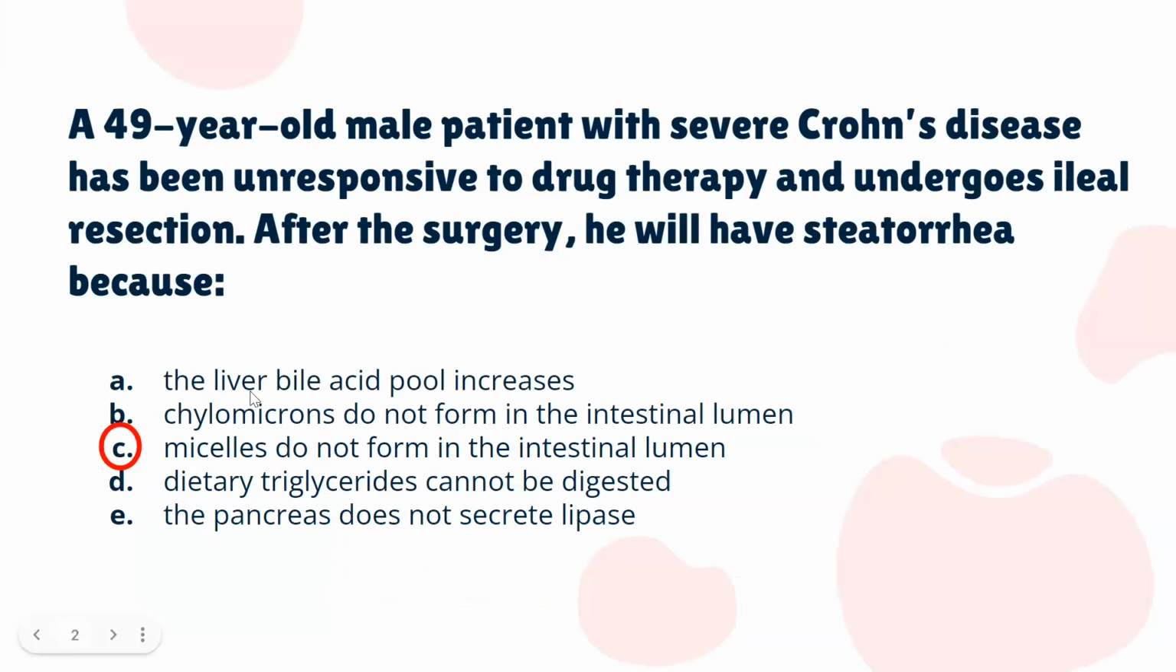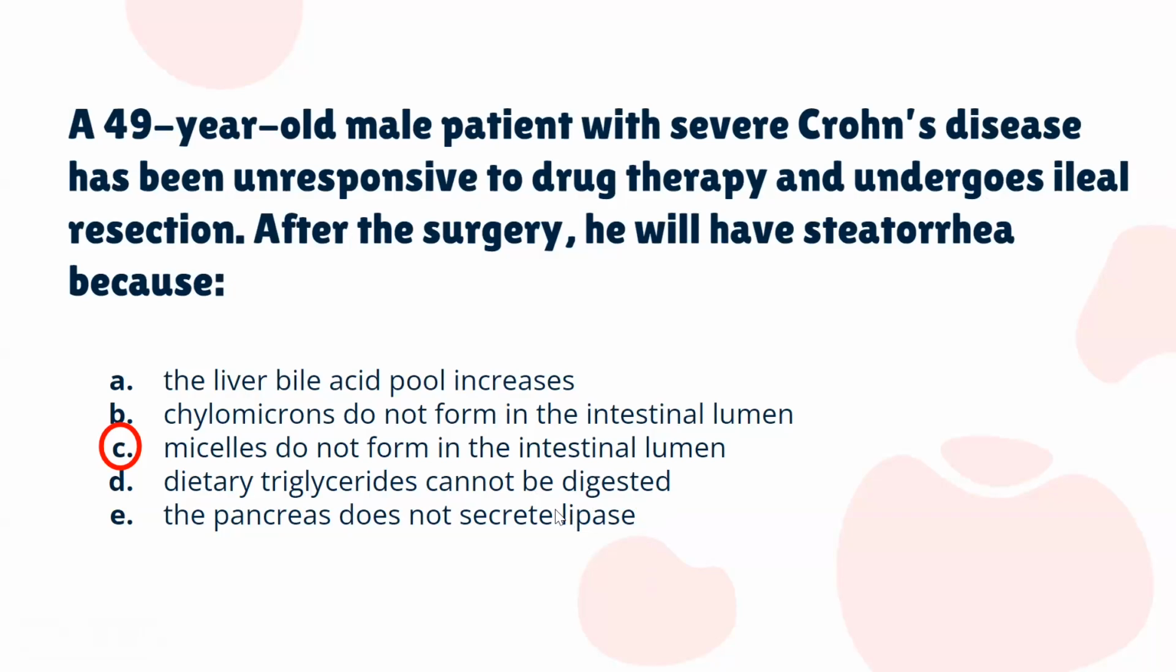The other options are wrong because the liver bile acid pool is obviously decreasing. It's not increasing because you're secreting so much in your feces. Chylomicrons do not form in the lumen, they form in the enterocytes. So automatically this option is wrong. There's nothing wrong with triglycerides in this scenario, and the pancreas is perfect. There's nothing wrong with it. The problem is in the ileum and not in the duodenum, so we're not even thinking of the pancreas in this situation.